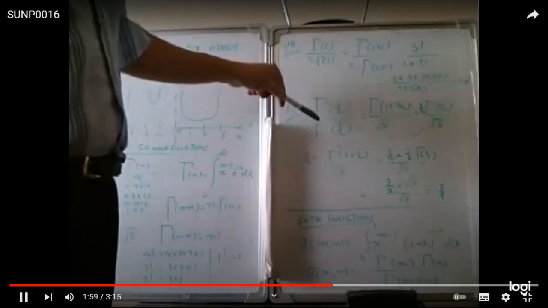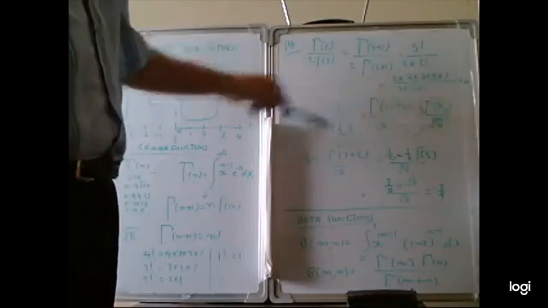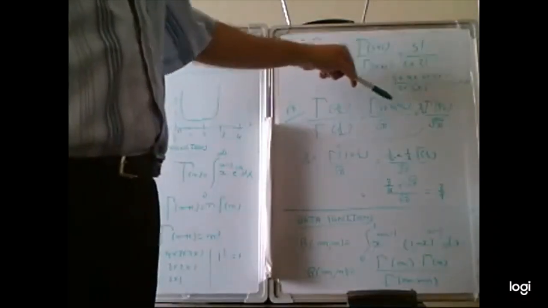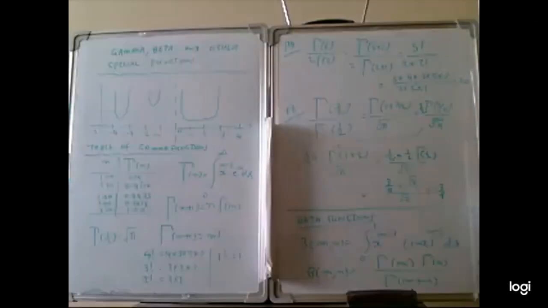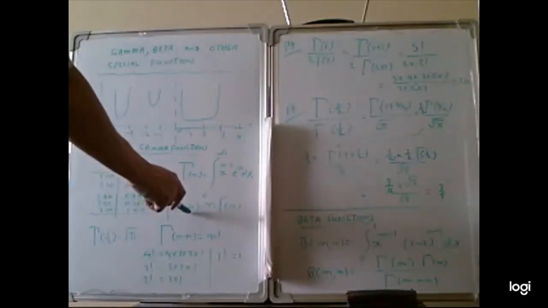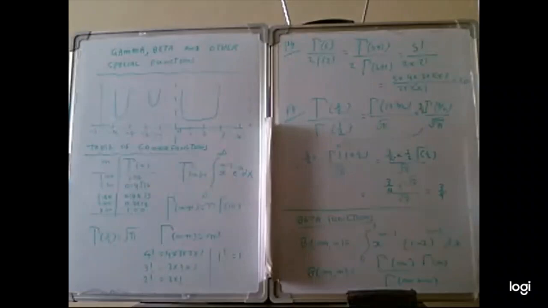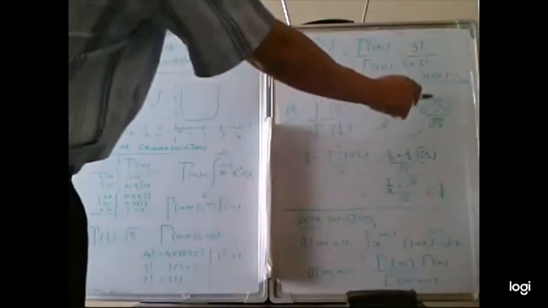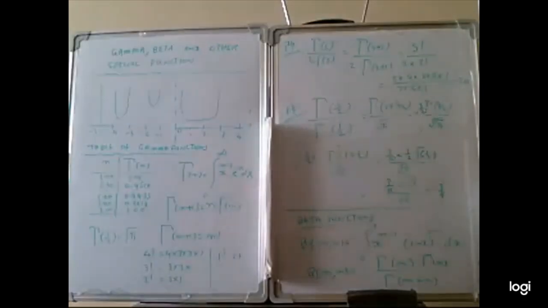The second problem is gamma 5 by 2 in the numerator, and the denominator is gamma half. So gamma 5 by 2 is gamma of 1 plus 3 by 2, and gamma half is square root of pi. In this case, for 1 plus 3 by 2, we use this equation here: gamma n plus 1 is equal to n into gamma n. So gamma 1 plus 3 by 2 will be 3 by 2 times gamma 3 by 2.